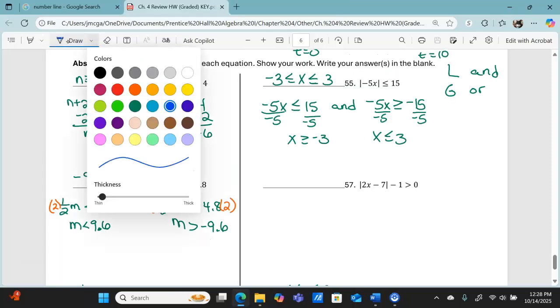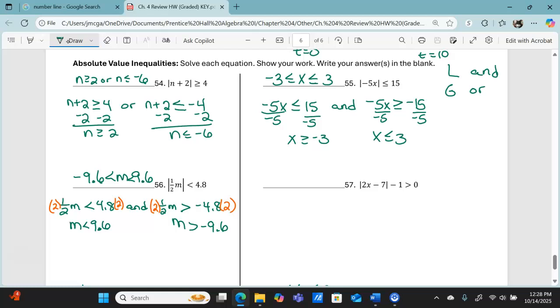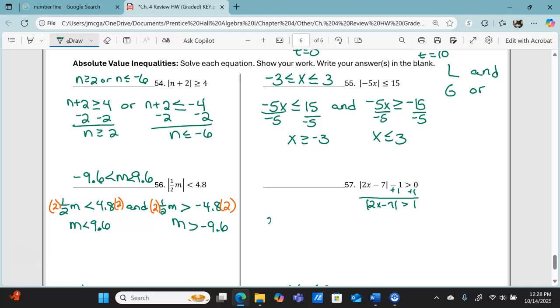In number 57, we first have to get rid of this negative 1 and isolate on our absolute value. So the first thing I'm going to do is add 1 to both sides. That's going to give me 2x minus 7 inside the absolute value. We haven't dropped it yet. Is greater than 1. Since it's a greater than, I'm going to use an or statement. So guts of the absolute value greater than 1, just what's already there. Or guts of the absolute value, change the direction of the inequality, change the sign of your number.